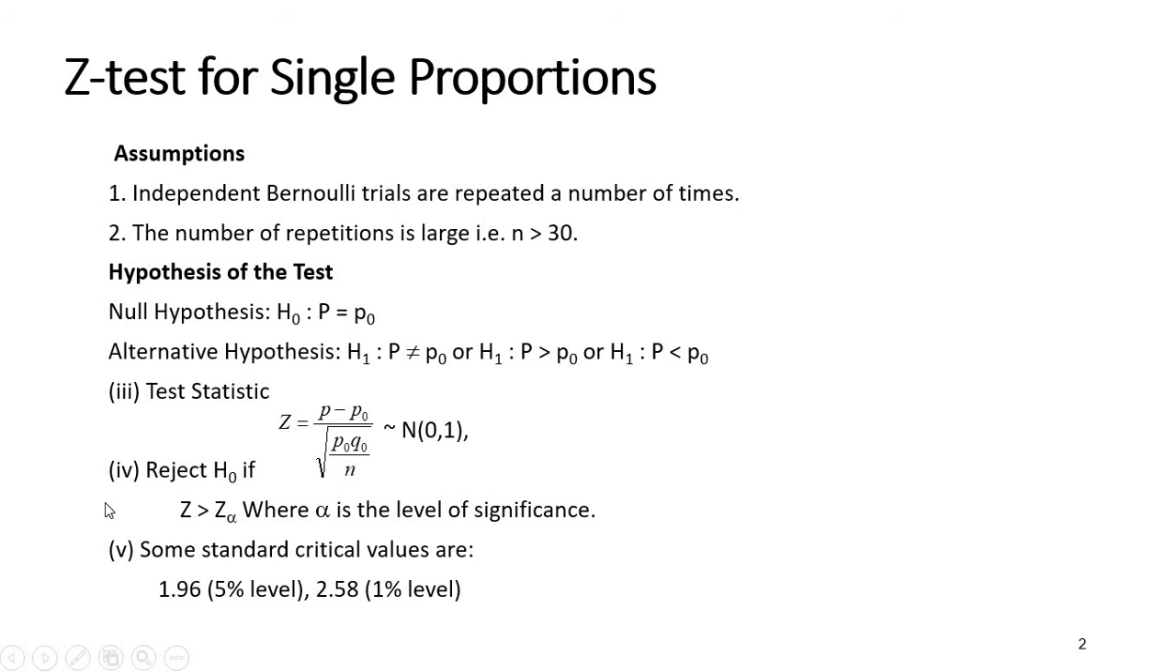Okay, first we have Z test for single proportion. Here we are to check whether the population proportion is equal to a particular specified value P naught. As you can see, the null hypothesis is capital P, that is the population proportion, is equal to P naught. There are some assumptions of the test that independent Bernoulli trials are repeated a number of times. That means you are checking out with each and every individual whether they have a particular habit or not.